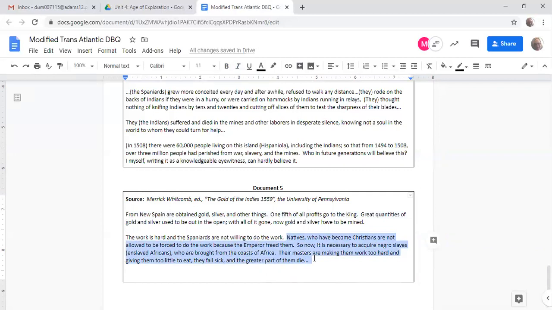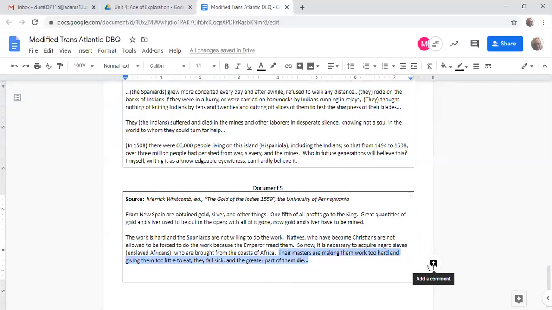And the best piece of evidence, obviously, would be, let's see, the work is hard, that the natives can't work, so they bring over Negro slaves who are brought from Africa. They're making them work too hard. And so this is a great piece of evidence to show that it's decimating the African population as well. So I'm going to use a little bit of a combination of both pieces, the work being too hard and then that sentence down there.